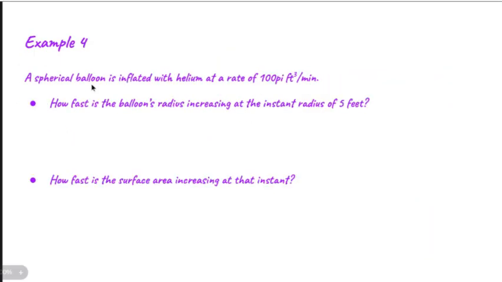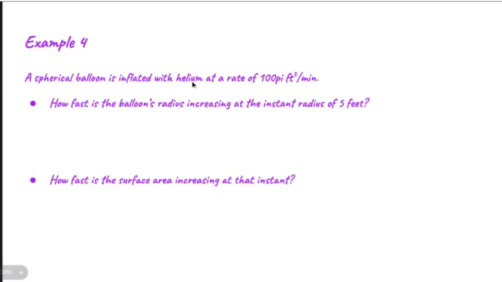So the final example is the all-time classic example. If you were to ever watch TV shows where they try to script in calculus problems because the characters are in high school or whatever, they're probably going to talk about balloon problems. They're very common in calculus. So we have a spherical balloon inflated with helium at a rate of 100 pi cubic feet per minute. How fast is the balloon's radius increasing at the instant the radius is 5 feet?